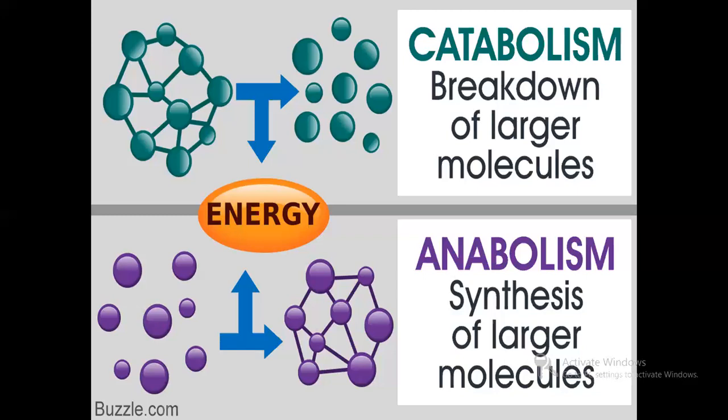So if I would like to compare catabolism and anabolism, catabolism, as I said, is a degradative phase, a breakdown phase, but anabolism is a synthetic phase. In catabolism, the reaction is exergonic in the sense it gives out energy, but anabolism is endergonic since it requires energy. And catabolic processes are oxidative in nature, while the anabolic processes are reductive in nature.